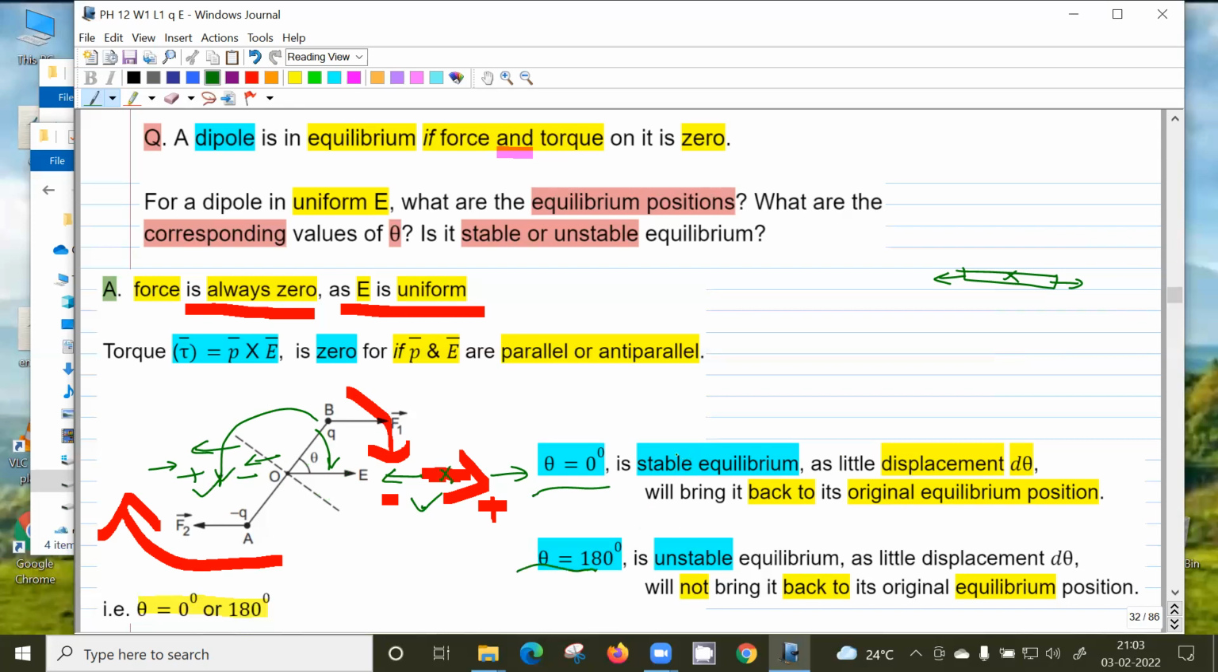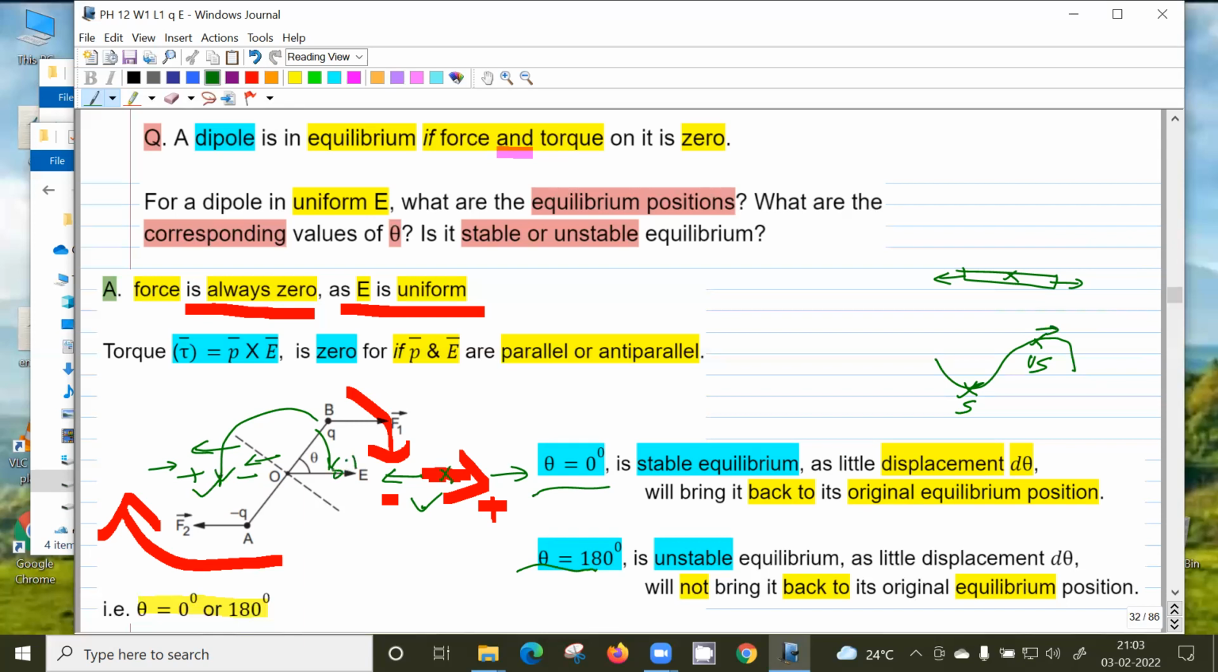And what is going to be stable equilibrium? It is like in a U-shaped platform. If you put a ball on it, this is stable, right? This is unstable. If we give a little bit of disturbance from this point, it will come back to its original position. Here, if we give a little bit of disturbance, it will just move away. So it's unstable.